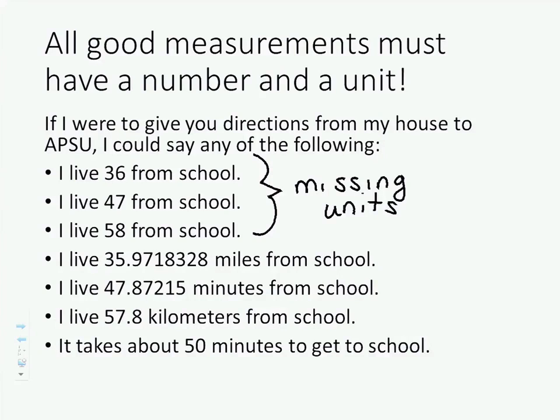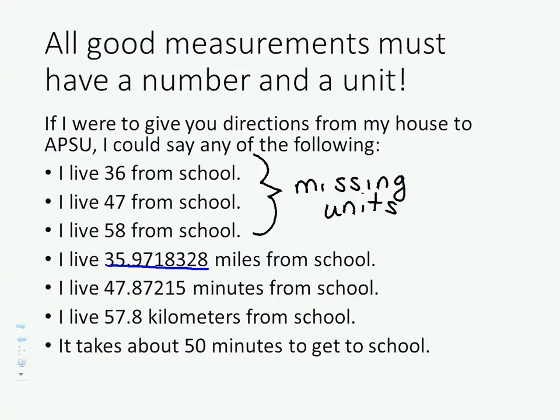Then if we were to look a little bit further at these next three, I live 35.9718328 miles from school. How many of you have ever tried to come up with a random number like that? How helpful is it? Meaning, if you say I live 35.9718328, do you really live that close to school to the T? Were you able to measure that out exactly? I don't know about you, but my car speedometer does not go that exactly. So to report that many digits just seems kind of silly.